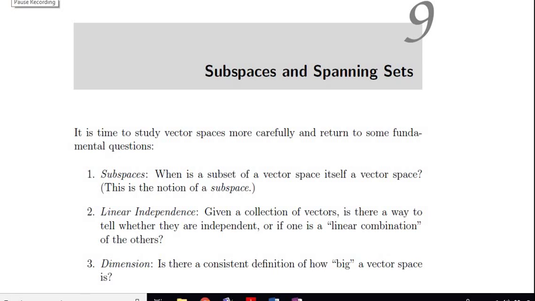All right, in this chapter we're going to talk about subspaces and spanning sets. Now really what we're going to do is go back over and revisit some of the concepts we've already been using and put it on a more firm theoretical basis. Now, this may seem like an unusual approach in a textbook, but in fact mathematics often does this.